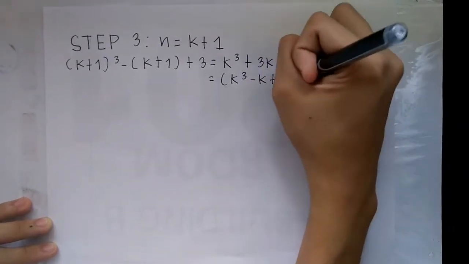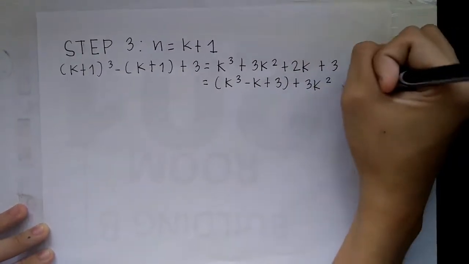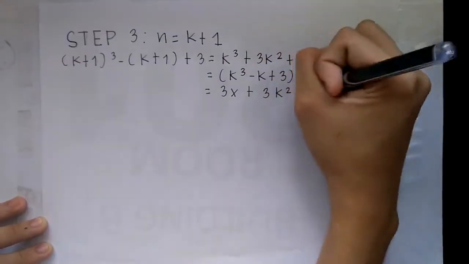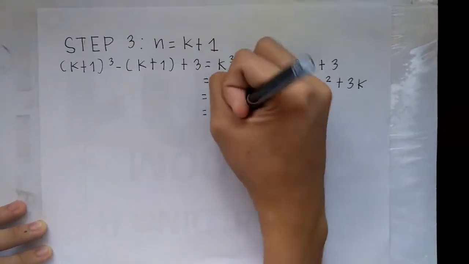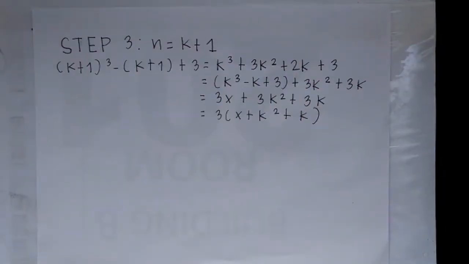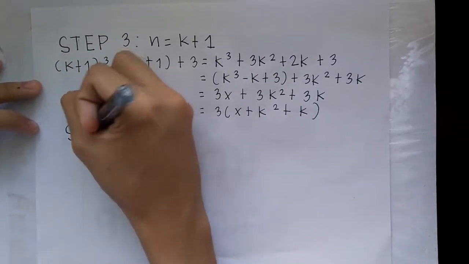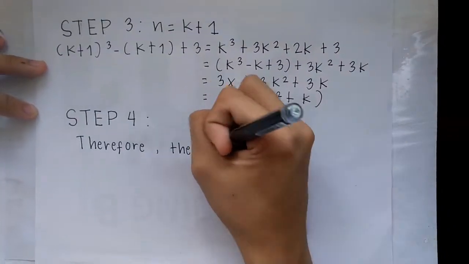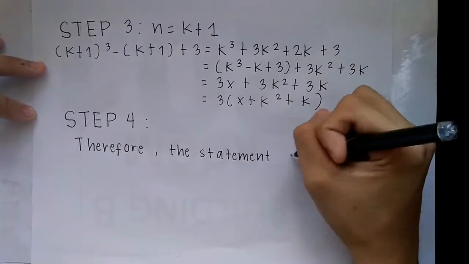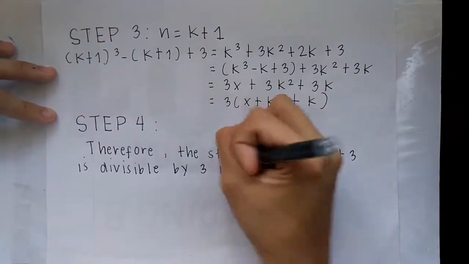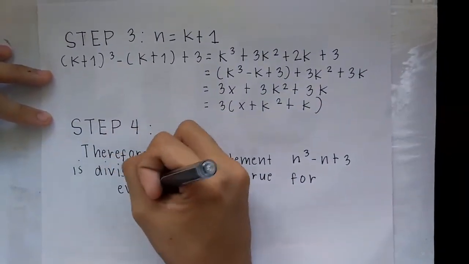We know that k cubed minus k plus 3 is equal to 3x, so we substitute 3x to k cubed minus k plus 3. Factor the expression. Since we factor 3 from 3x plus 3k squared plus 3k, we conclude that the statement n cubed minus n plus 3 is divisible by 3 is true for every non-negative integer.